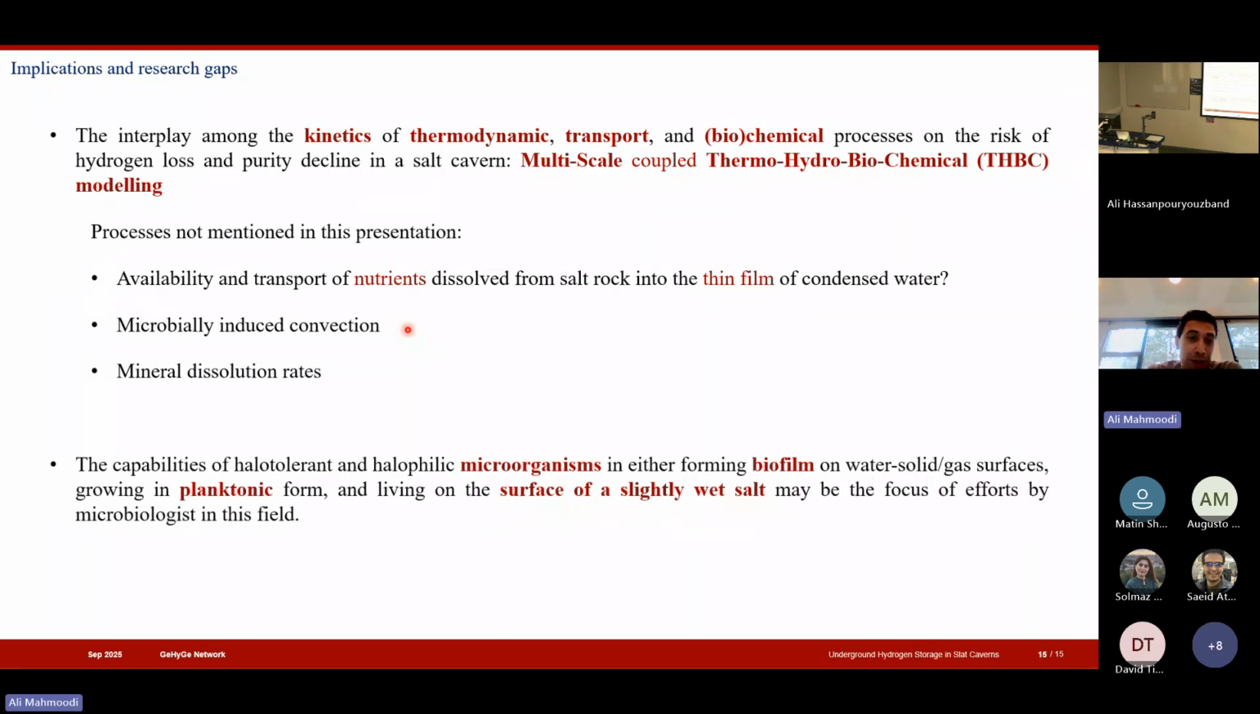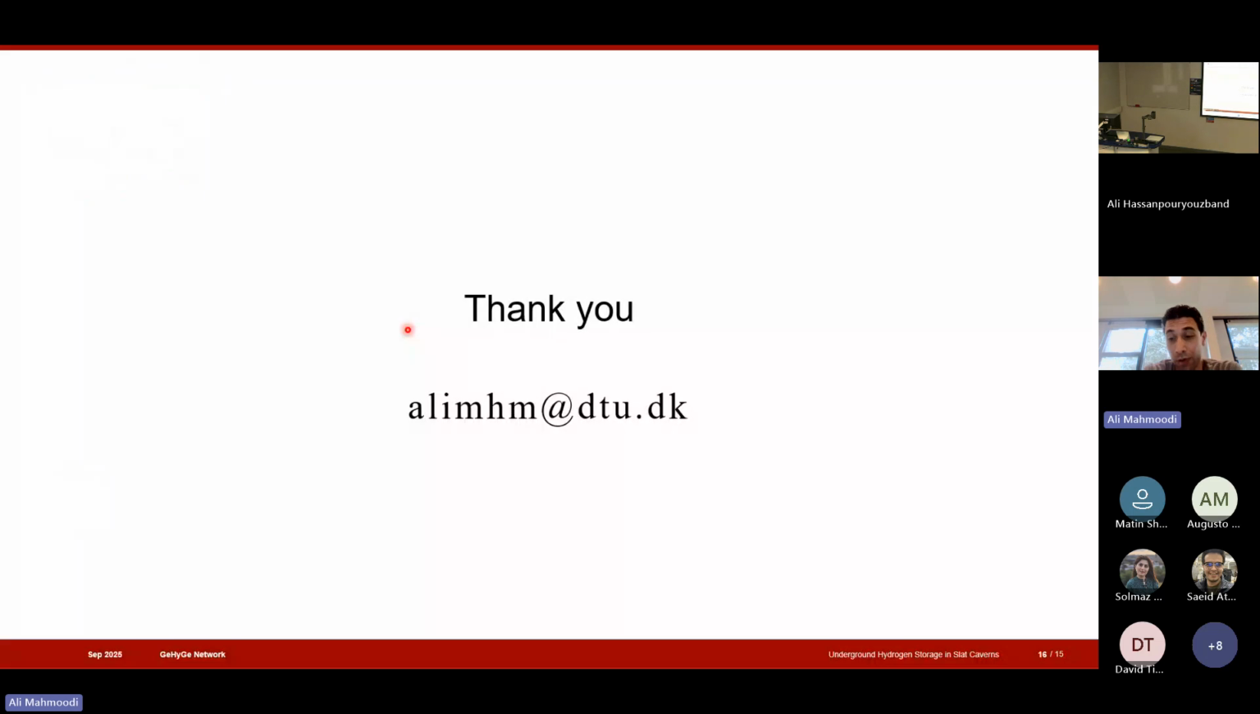There's also something that I would suggest to microbiologists in the room, nothing I would be studying, but it's important: other than studying how fast microbes can consume hydrogen, see their lifestyle, whether they want to form biofilm or they prefer a planktonic lifestyle, and if they can survive on the slightly wet salt surface, and stuff like this could be really interesting.